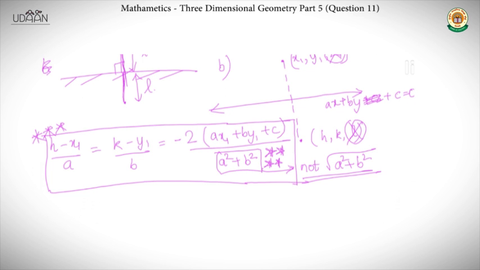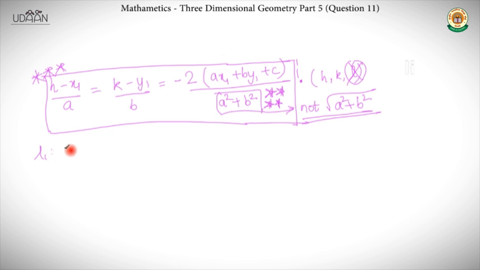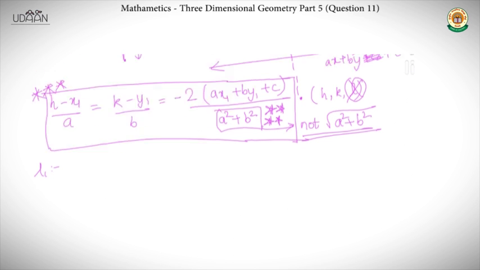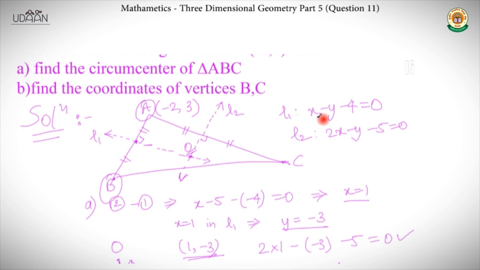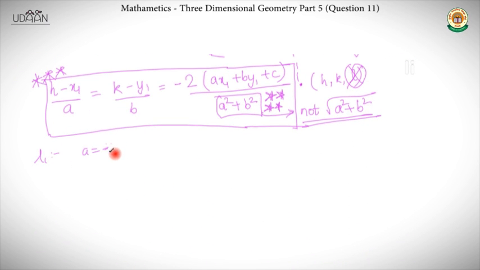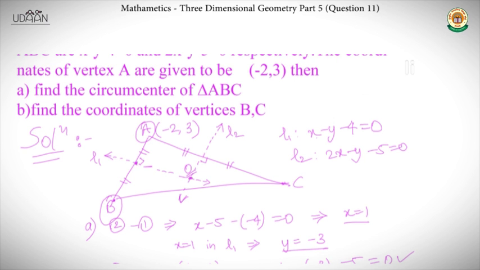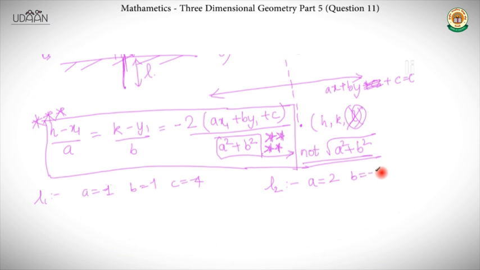So we'll find out here in the given problem. For line L1, a is 1, b is -1, c is -4. For L2 we have a is 2, b is -1 and c is -5. The point (x1, y1) is common for both, which is point A, given as (-2, 3).